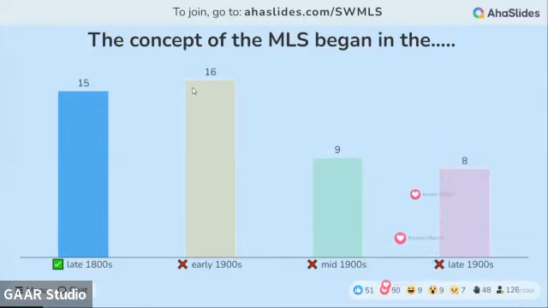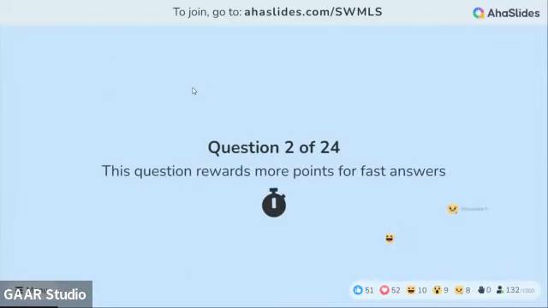The correct answer is the late 1800s. It was actually started in various bars and restaurants in the Chicago area. It was where they first started talking about the concept of cooperation and compensation. All right, question 2.